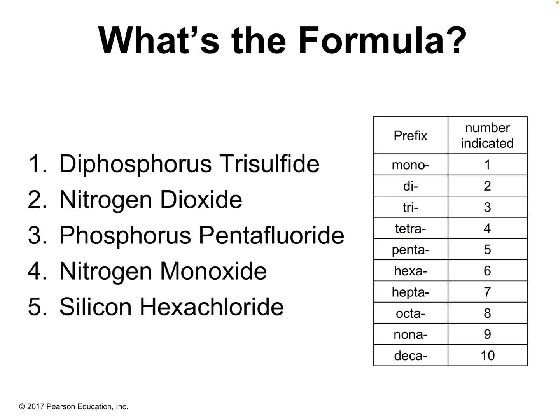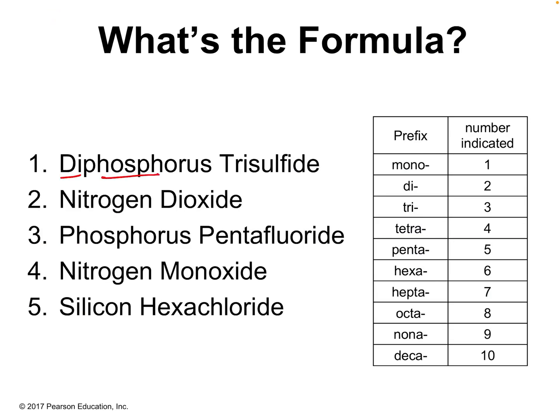So let's try these. What's the formula? So here we have some names, and we need to be able to write the formulas. And again, this is actually going to be easier than ionic bonding, because in ionic bonding, we needed to do that whole circle and switch, right? Figure out the ions, circle and switch them to get the ratios so that the positives and negatives cancel out and be neutral. This is not like that. We're just going to use the prefixes to tell us how much of each one there are.